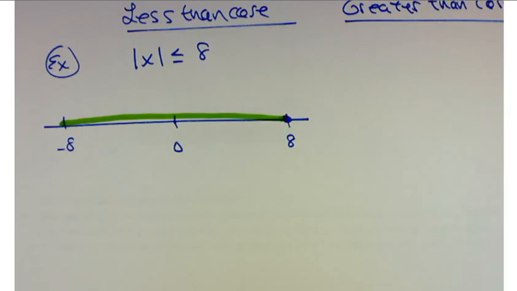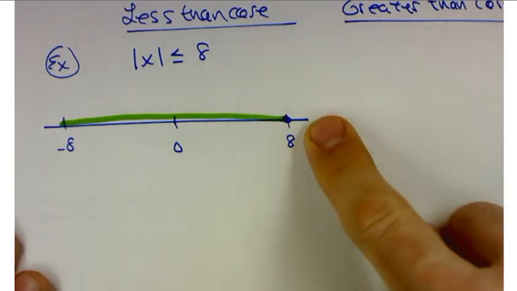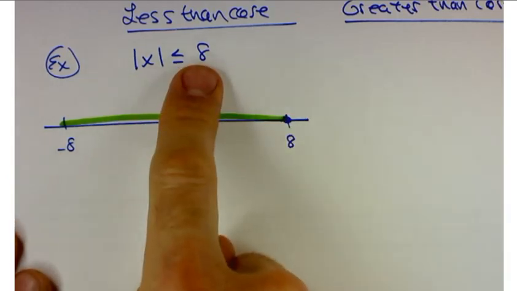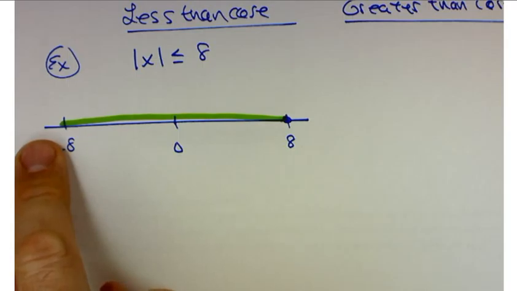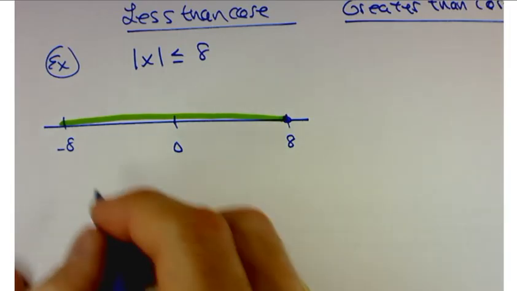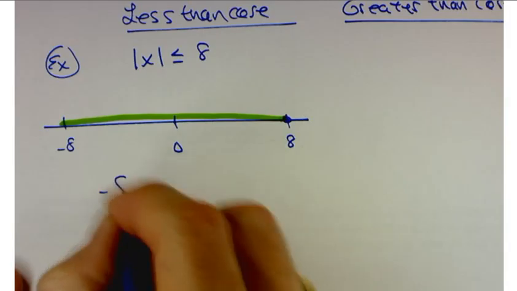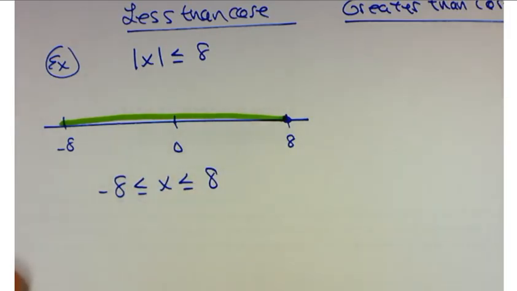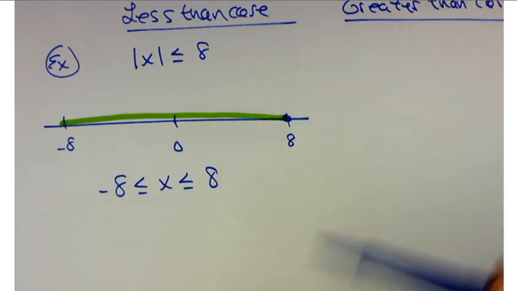But I can't go further than this, right? I can't put in a 9. I can't put in a -9. The absolute value of 9 is not less than 8. The absolute value of -9 is not less than 8. So I'm just stuck with the stuff in between here. But let's see if we can write this with an inequality. Writing it with an inequality would be -8 is less than or equal to x is less than or equal to 8. So that's saying the same thing.